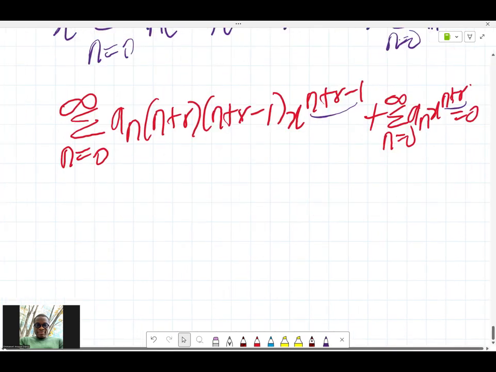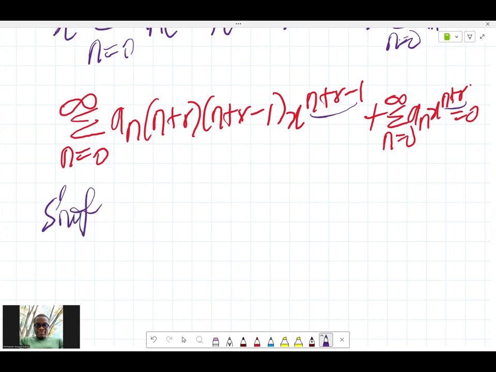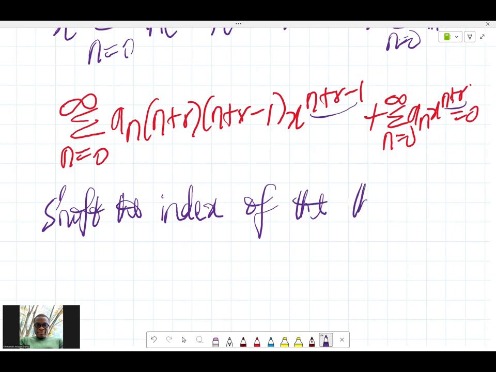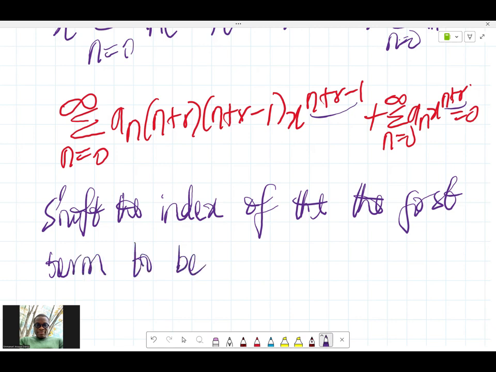So what we now have to do is shift the index of the first term, so that it can match up. Let me not specify this now. Shift the index of the first term so that it can match up.